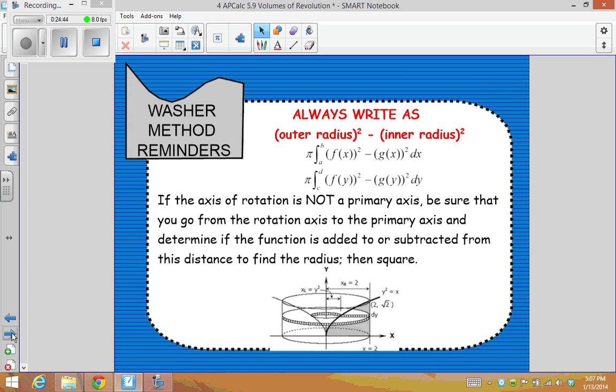If the axis of rotation is not a primary axis, you do not know how to do it yet. So we will do that in class. But hopefully that gets you going on this, and we'll talk to you later.